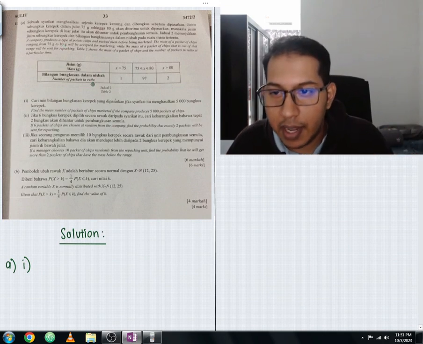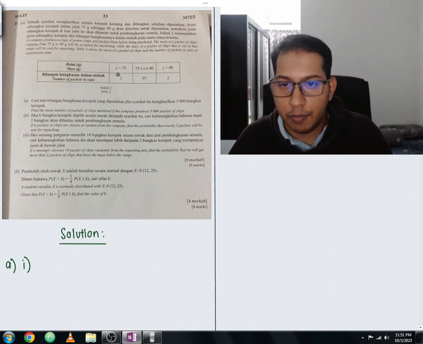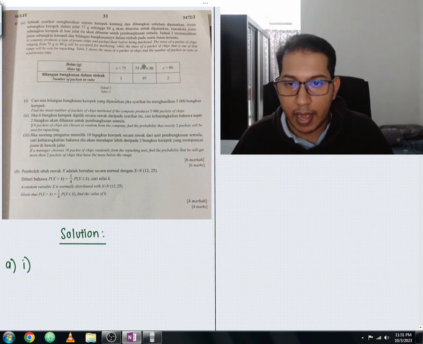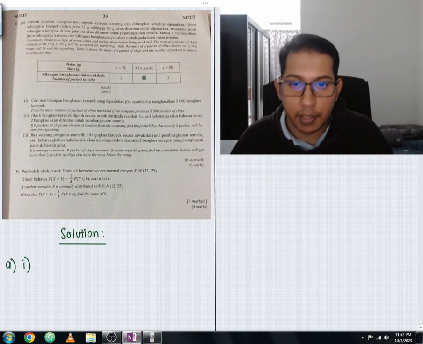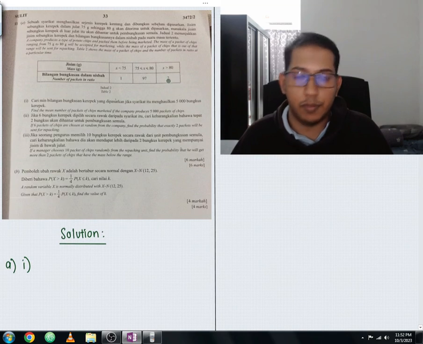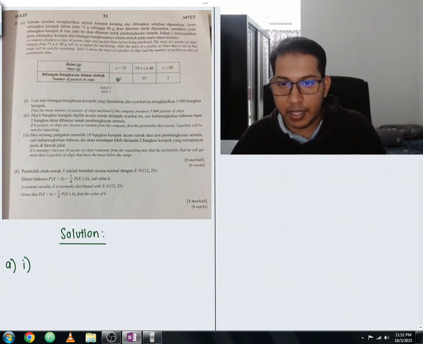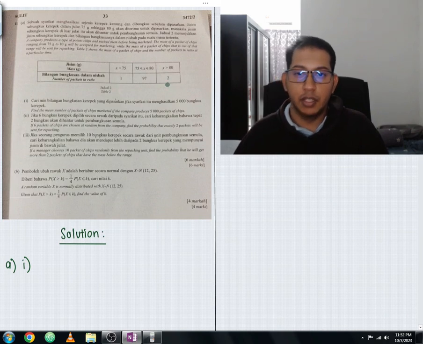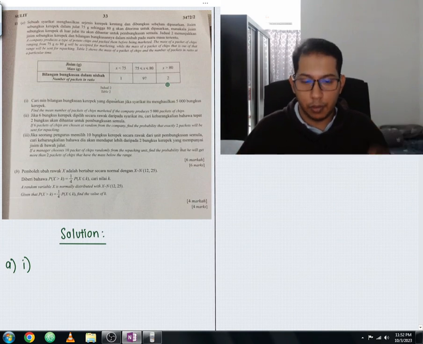Okay, and they already gave us the number of packets in ratio form. When you have X less than 75, you have 1, and the ratio of 75 less than or equal to X less than or equal to 80, which is the one we want, is 97, and X more than 80 is in the ratio of 2. If you notice, when you add all the ratios, you will get a total of 100. Just want to let you know.